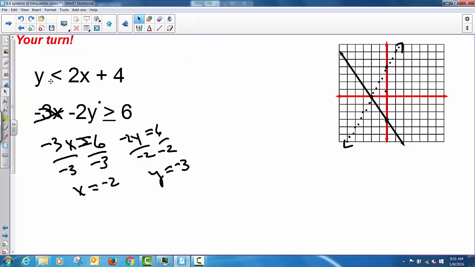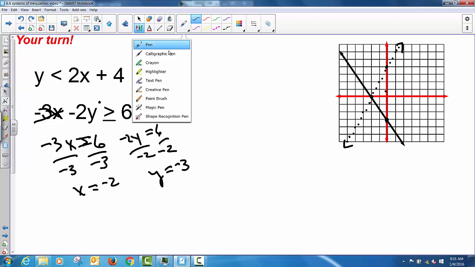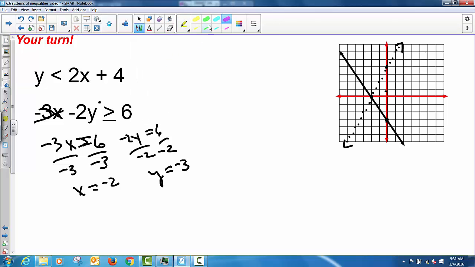This says y is less than 2x plus 4. So let me grab this, change it to a highlighter. Do green this time. Y is less than, so that means we're shading below the line. That means we're shading below that dotted line. And that's what this will look like. Okay? Alright, now let's grab another color. We'll do yellow and see what that does.